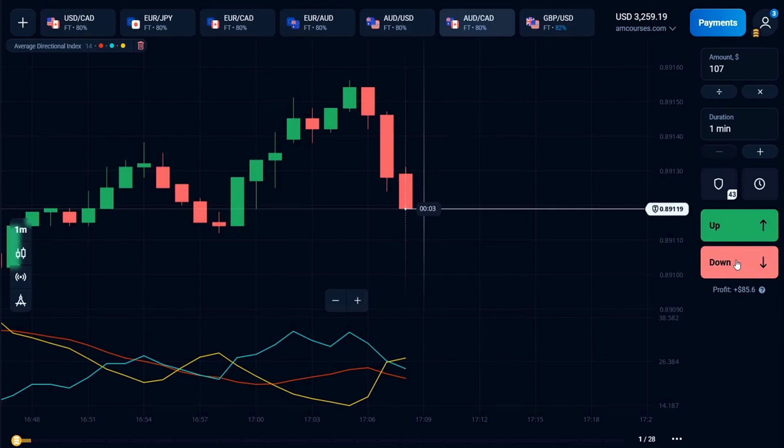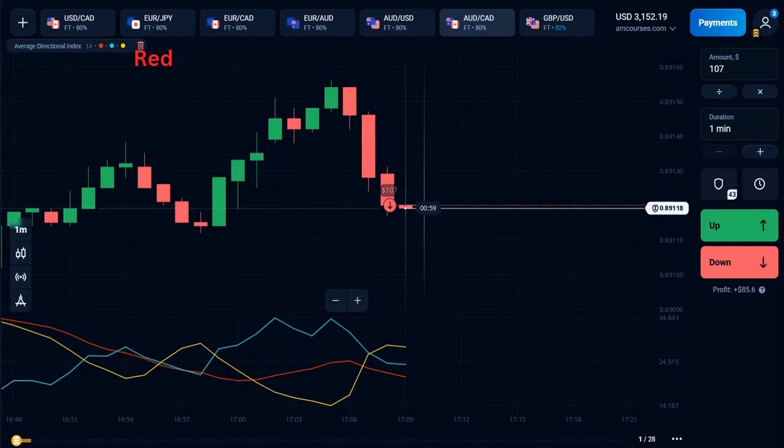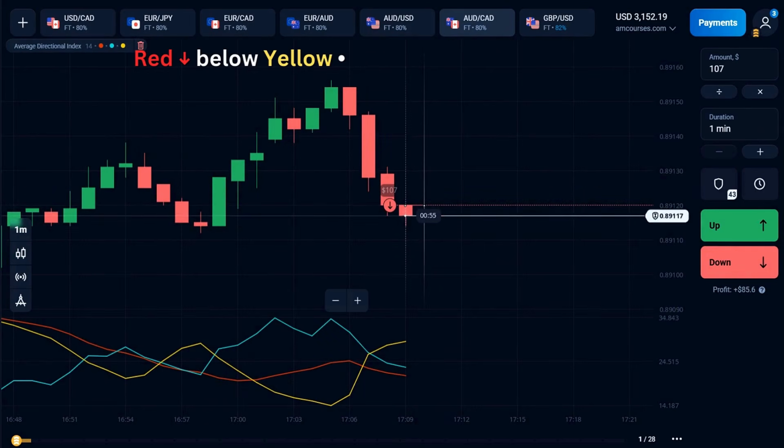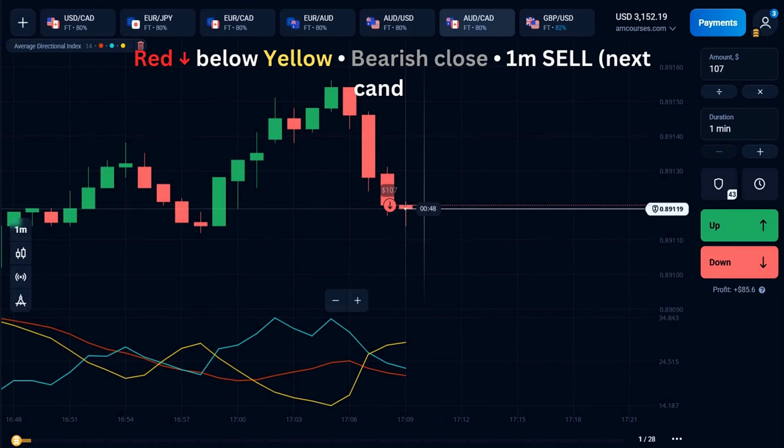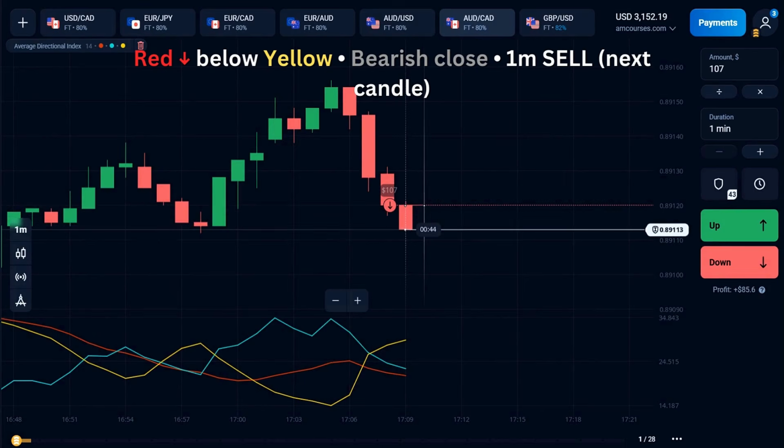Let's take this live and see how it performs on real candles. Right now. All right, I'm taking a sell trade here. Watch the lines at the bottom. The red line moves down and crosses below the yellow line. At the same time, this 1-minute candle closes bearish near the lower half. So momentum agrees with the cross. I wait for the candle to close, then I place a 1-minute sell trade on the next candle.